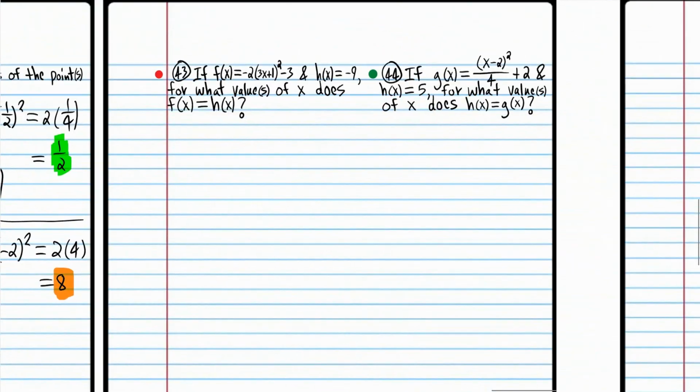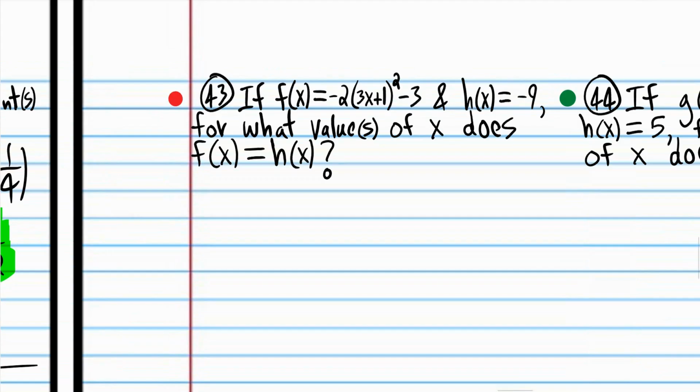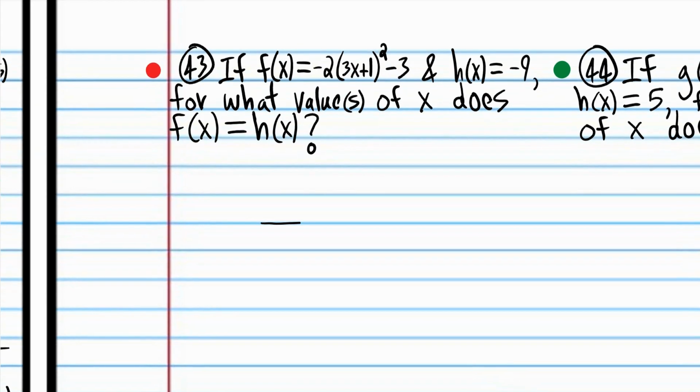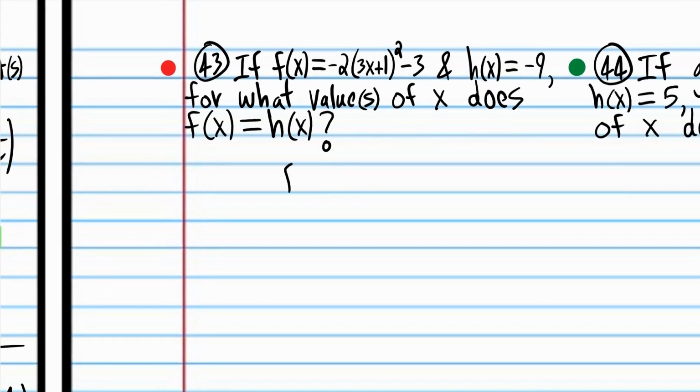Okay, so let's do number 43. So if f of x is equal to that expression and h of x is equal to a constant negative 9, for what values of x does f of x equal h of x? So sometimes a function can be equal to a constant. That just means that if you graph it, it's a straight line. So this is the same type of problem. We just want f of x to be equal to h of x.